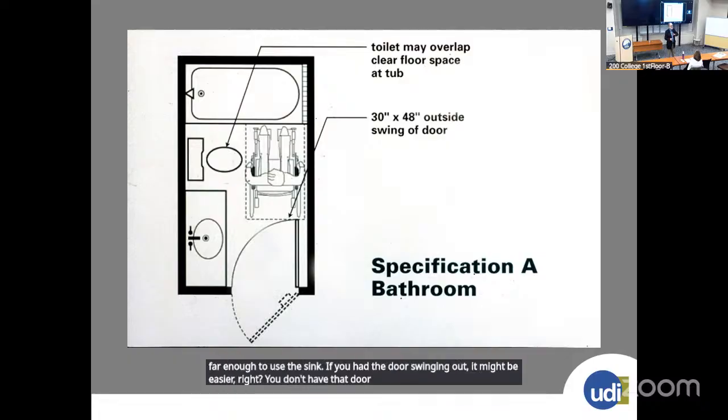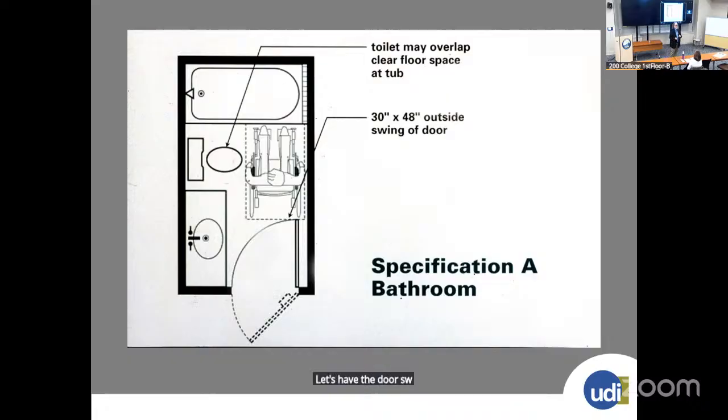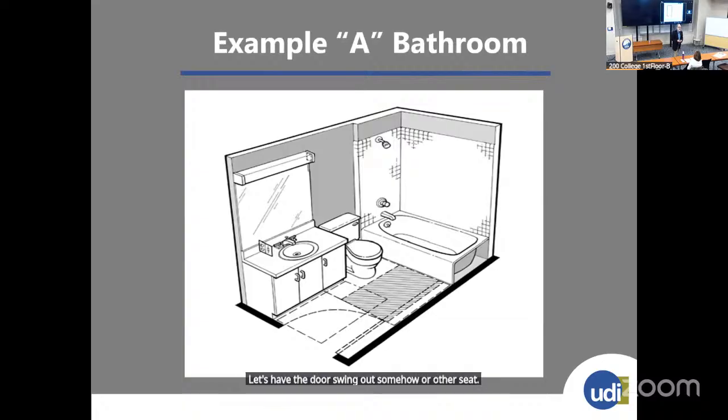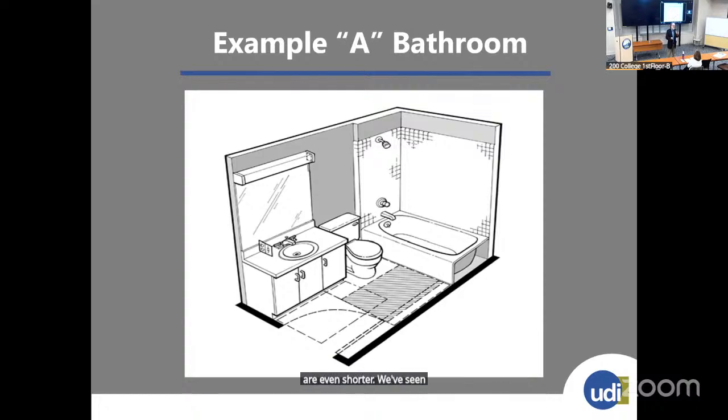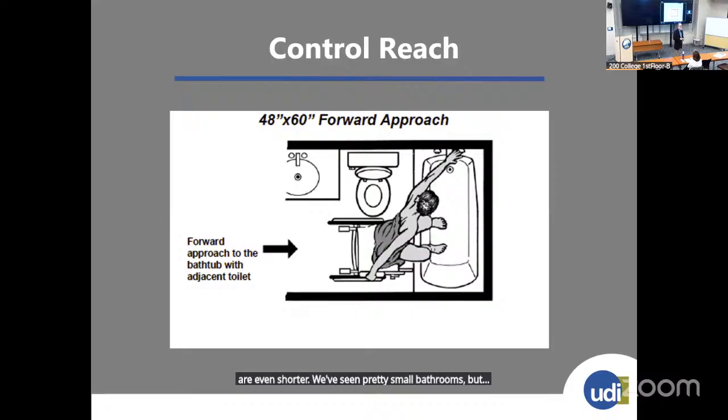If there's one piece of advice in these tiny bathrooms, if you're doing Type A bathrooms, it is to have the door swing out somehow, so you get some room. As you'll see, there it is, nothing unusual, maybe a little longer. Some bathrooms that wouldn't have these might be 5 by 7 or even shorter. We've seen pretty small bathrooms, but this is kind of a 5 by 8-ish.